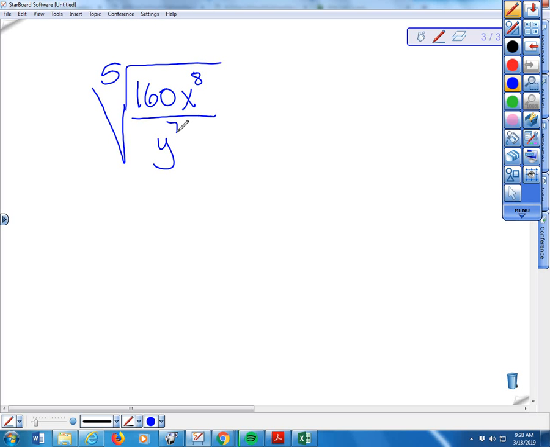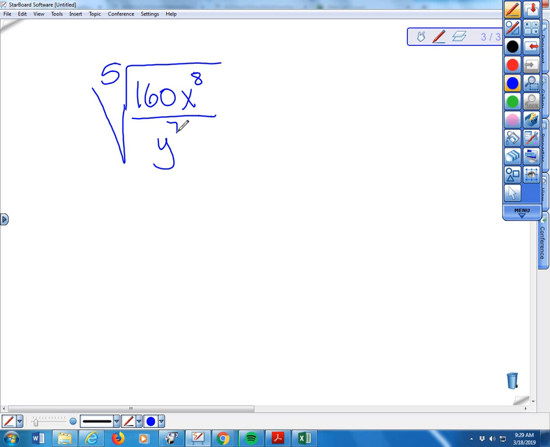Okay, first, I need to write out the 5th root of x to the 8th over 160. Would you find the 5th roots of x to the 8th, or would you find it out of the 160? Or both? Without a calculator. Don't touch your calculator.